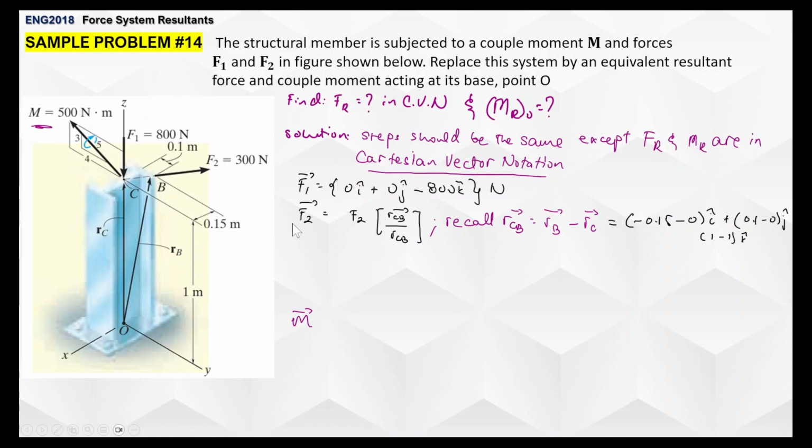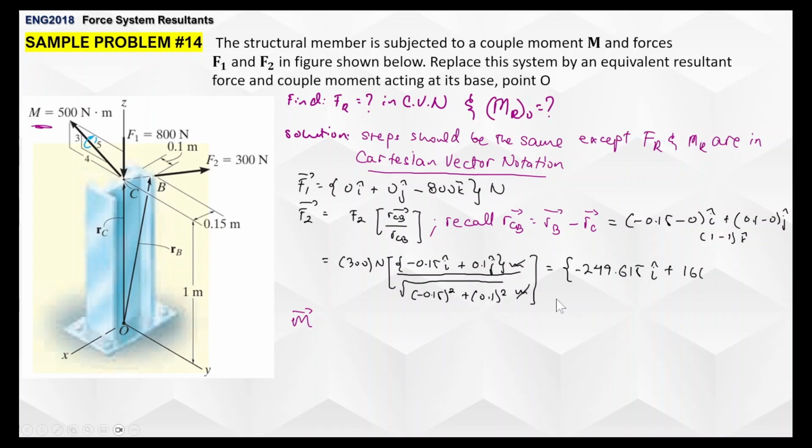And then for point C, it doesn't have an x component, so that's 0 i hat. It doesn't have a y component, so that's 0 j hat. But it does have a z component, so that's 1 k hat. There we go. And you will have this one. So negative 0.15 i hat plus 0.1 j hat divided by the square root of the sum of negative 0.15 squared plus 0.1 squared. And you will have negative 249.615 i hat plus 166.41 j hat. Okay, so far so good.